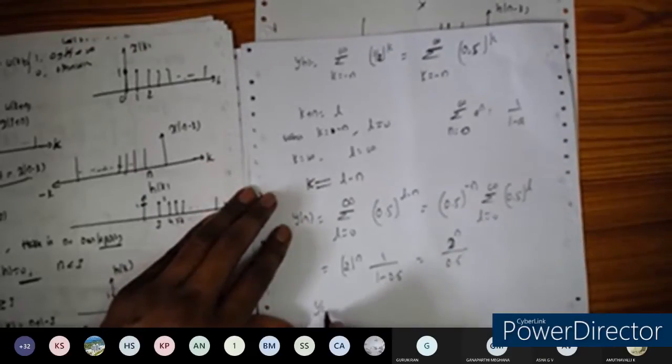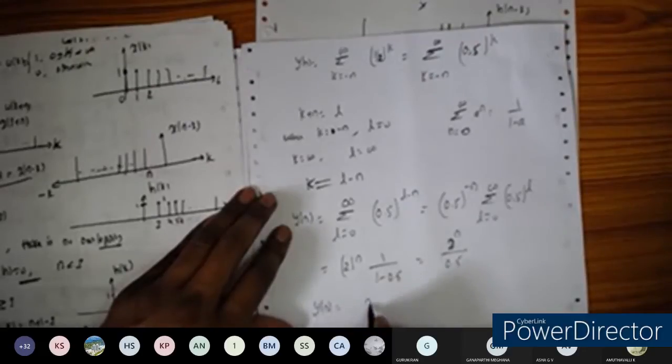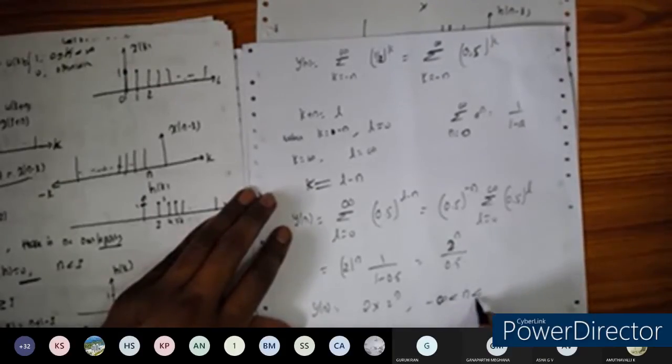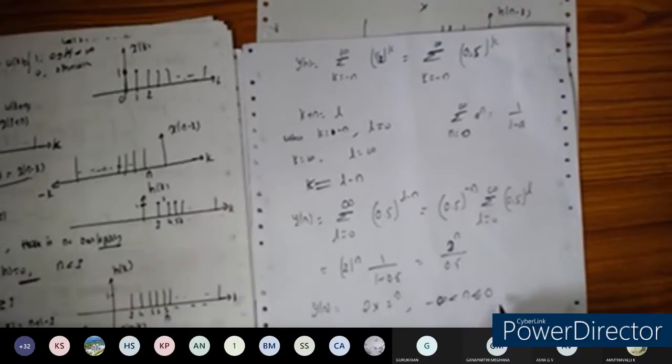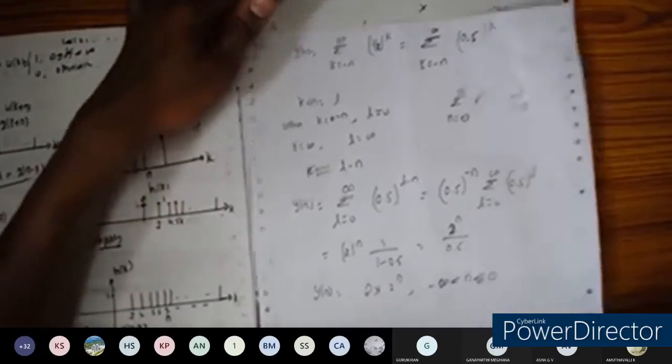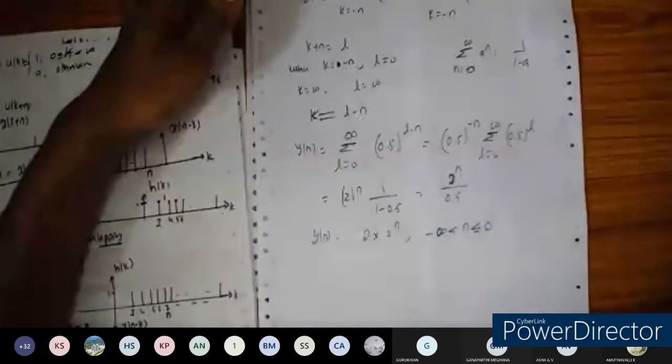So y of n is equal to 2 into 2 to the power of n, for n taking values from minus infinity up to less than or equal to 0. So n can take the value less than or equal to 0, and these values it will take here.